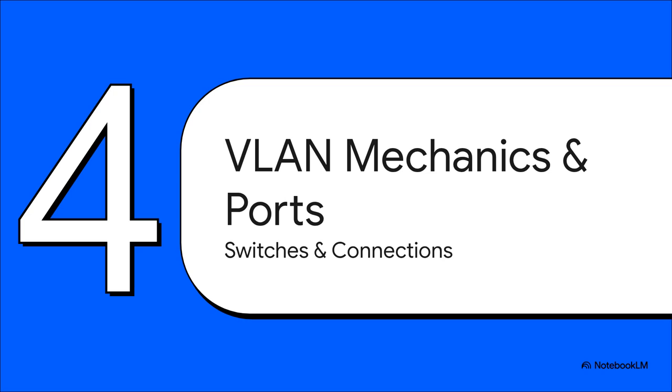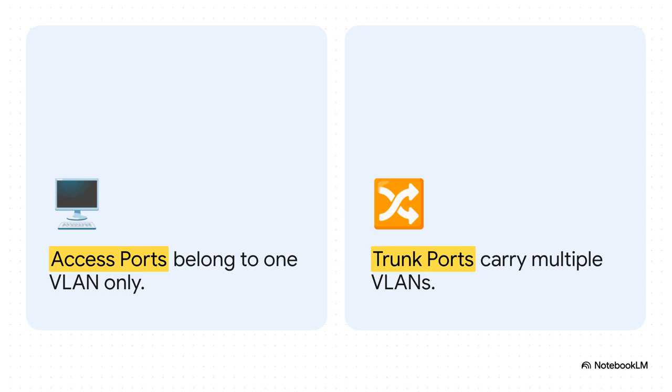Let's dig a little deeper into how this actually works in Section 4, VLAN mechanics and ports. So how do physical switches handle all this logical traffic? Well, it all comes down to the ports. First, we have access ports. Your everyday office computer plugs into an access port, which is locked to one single VLAN. Honestly, your computer is completely unaware of the VLAN, it just sends data as usual.